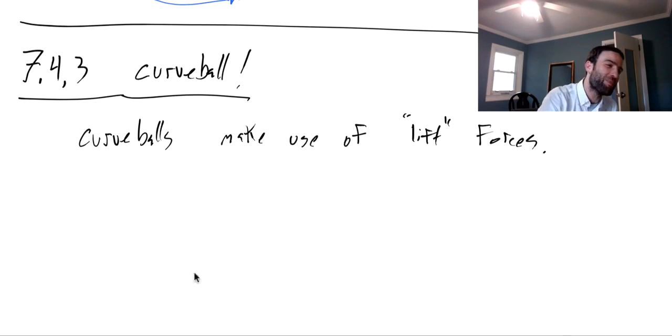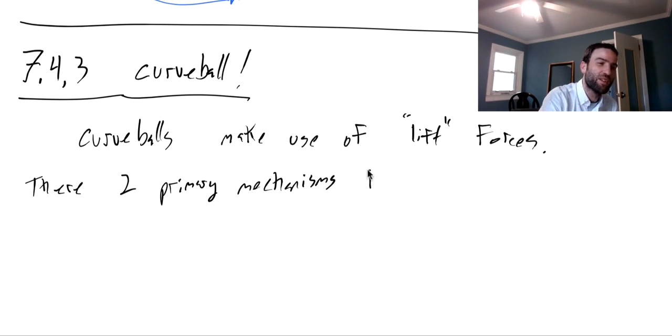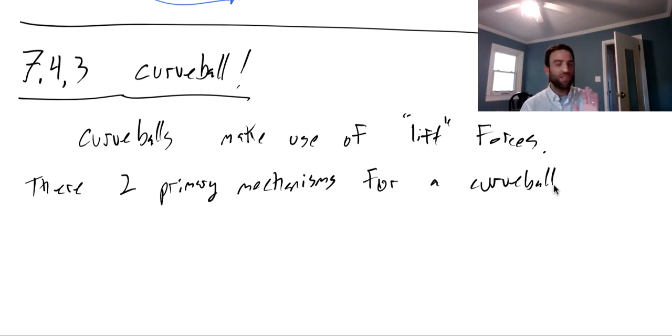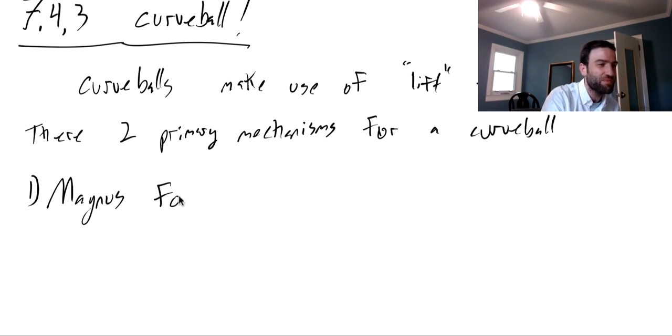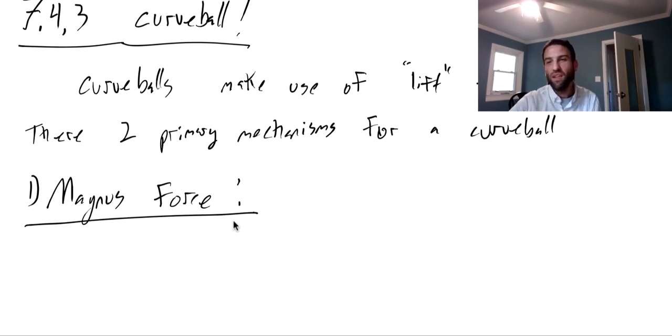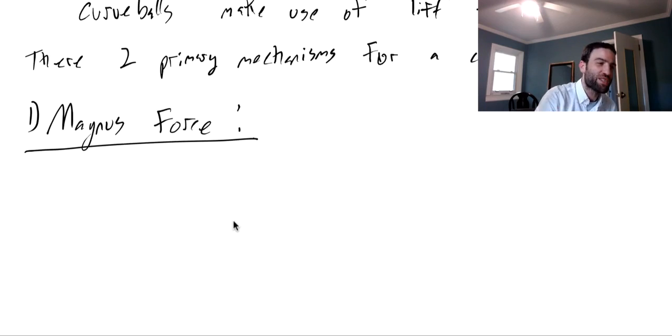So it turns out there are two primary mechanisms for a curveball. Once again, one of them operates when you have either laminar or turbulent flow, and the other operates only when you have turbulent flow. So we'll start with the one where it doesn't matter what kind of flow it is first, because it's more general. So first is the so-called Magnus force. The idea behind the Magnus force is the following.